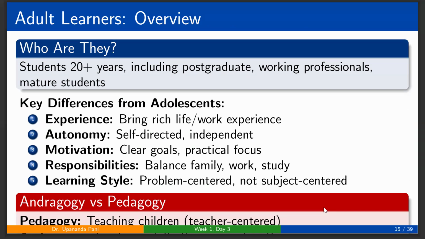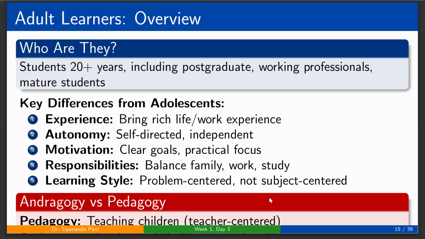Now let's focus on adult learners because they are also a very important part of the higher education system. So who are they? Students basically 20 plus years, including postgraduate, working professional, mature students, and how the adult learners are different from the adolescent. Basically, in terms of experience, they bring rich life or work experience. They need autonomy. It means they are self-directed or independent. They need motivation. They have a clear goal, practical focus. They have responsibility. They balance family, work, study. Learning style is problem-centered, not subject-centered.